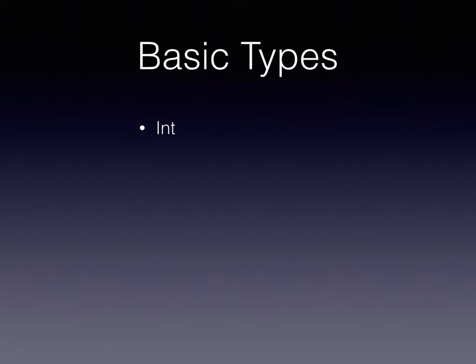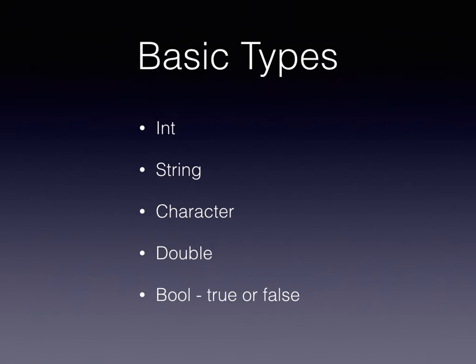Basic types in Swift. There's an Int, which you've already seen. There's a String. There's a Character. There's a Double. And there's a Bool, true and false. You should use Double as opposed to Float because it is the native 64-bit type. It's also true for Int.